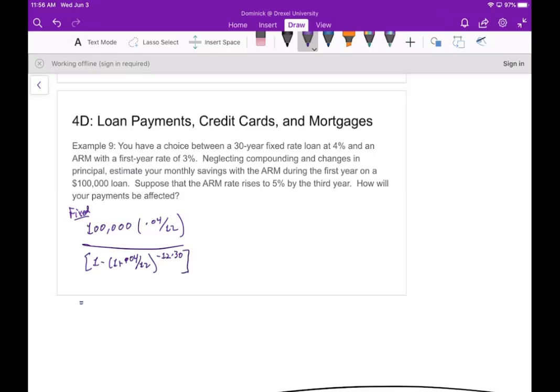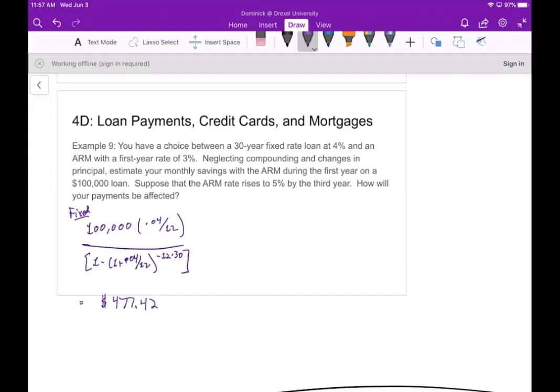Okay, so then if we enter this in, we have 100,000 times 0.04 divided by 12. And then we're dividing that by 1 minus, parenthesis 1 plus 0.04 divided by 12. Close that, and then raise that to the parenthesis minus 12 times 30. Close it all up. And it looks like our monthly payments in this case would be $477.42.